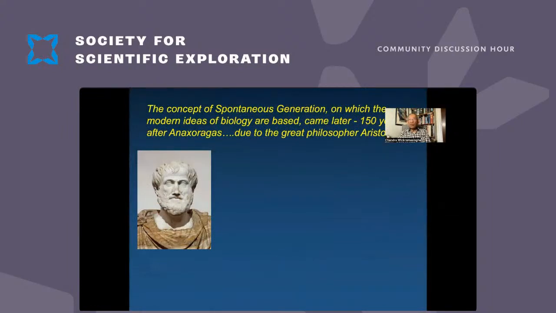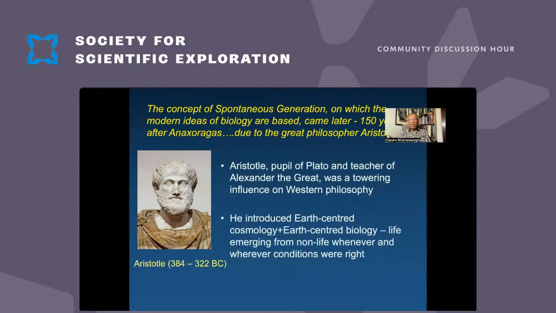The idea of spontaneous generation, that life starts spontaneously whenever conditions are appropriate, for example, on this planet, is a much later idea that came into Western philosophy about 150 years after the Greek inventor of panspermia, Anaxagoras. It was assigned firmly to perhaps the greatest philosopher in the history of science and philosophy, and his name is Aristotle, who lived in the 4th century BCE. He was a pupil of the great philosopher Plato, and a teacher of Alexander the Great. He was a towering influence on Western philosophy.